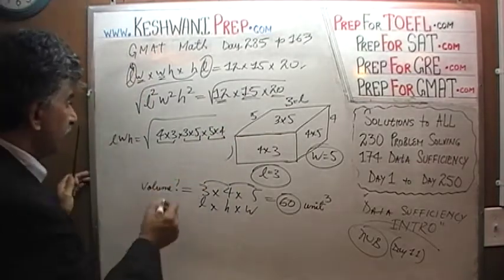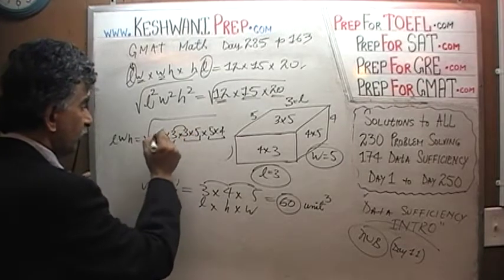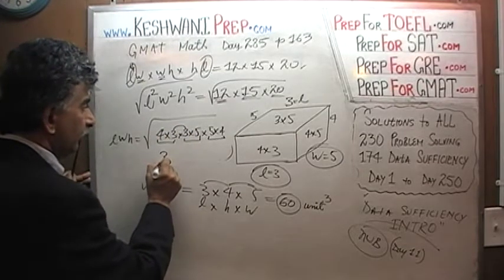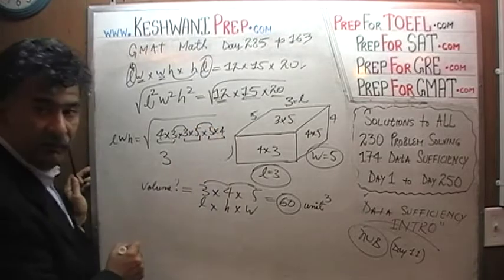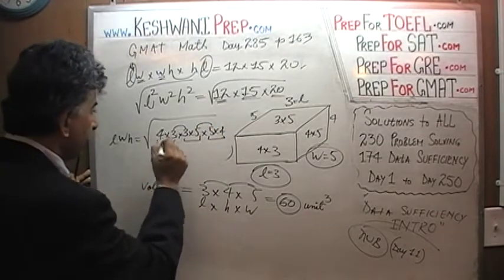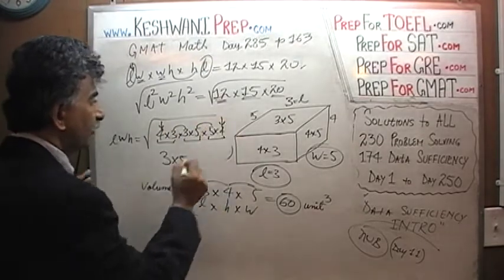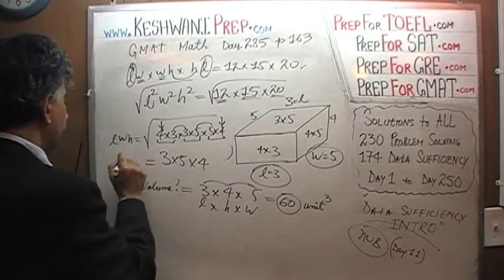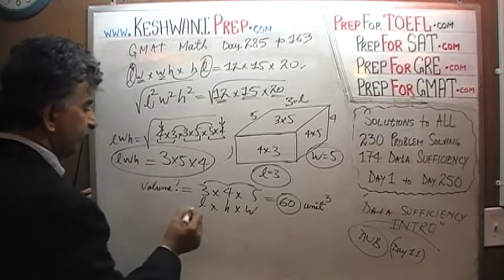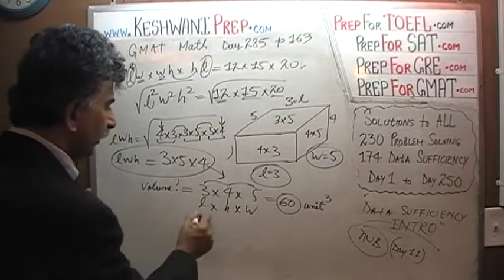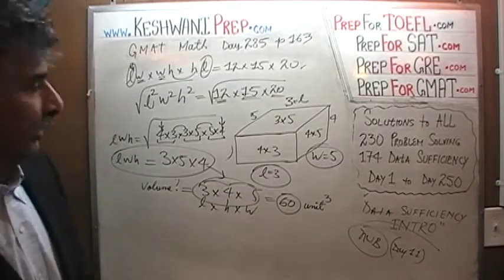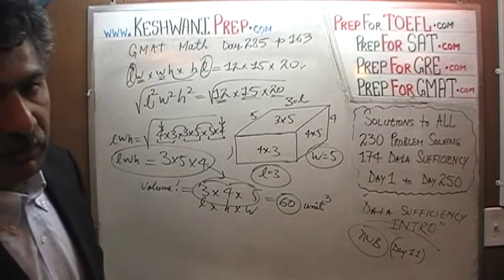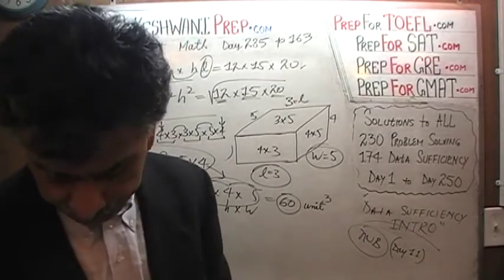If we take the square root of the whole thing, we get two 3's here. So square root of 3 times 3 is just 3. We see two 5's here. Square root of 5 times 5 is 5. And then we see a 4 and a 4. The square root of 4 times 4 is 4. And there you have it. Length times width times height is same as before, 3 times 4 times 5. But that was more of an abstract way of doing it. It's more of an algebraic way of doing it.